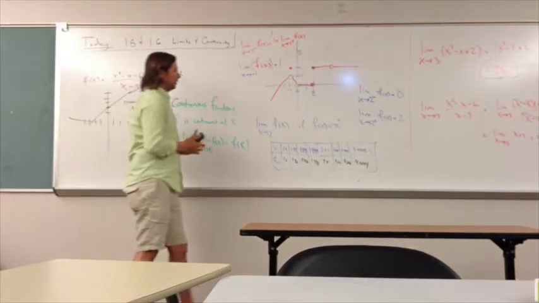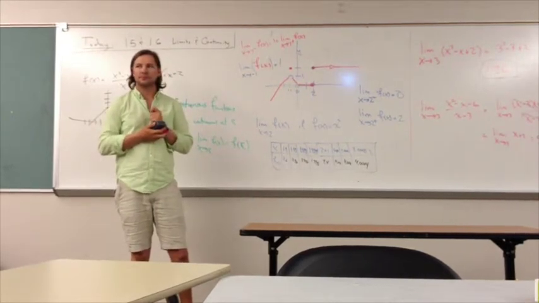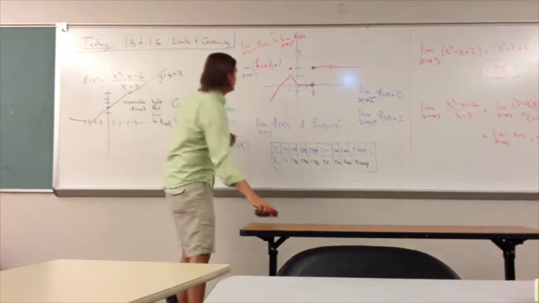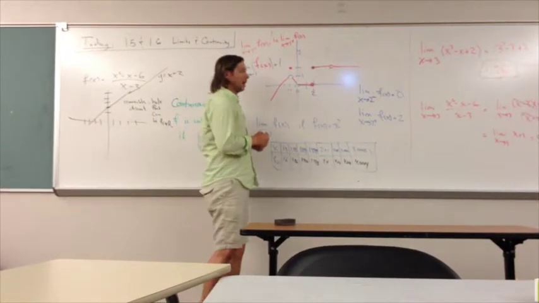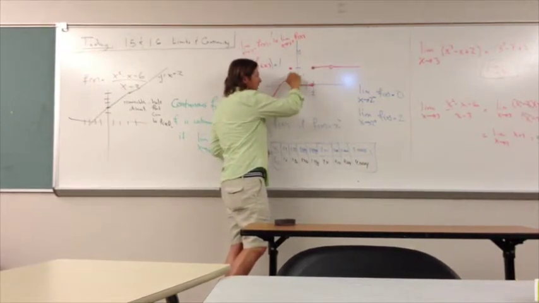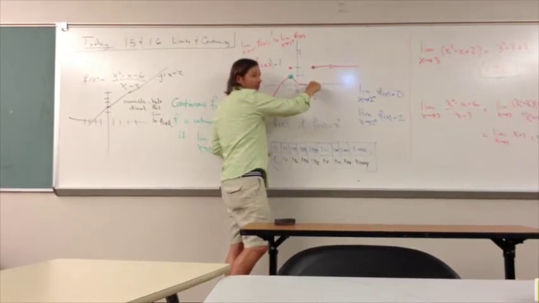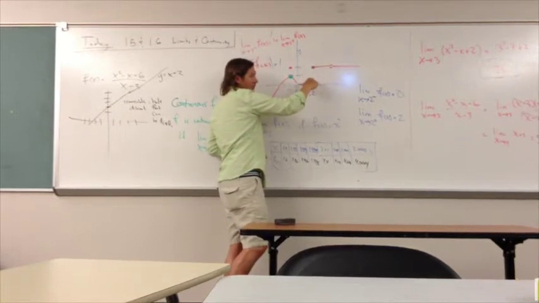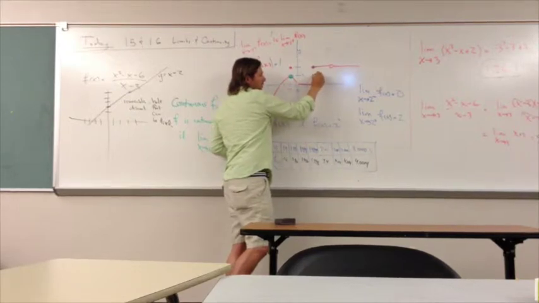What's a jump discontinuity? Was this a jump discontinuity? No. Can I patch it? Plug that in, now it's continuous. Even though there's a little v there, it's still continuous because I don't have to pick up my pencil. What about this one? Is it removable? No, I can't just plug that hole up, right? So this is a jump discontinuity.